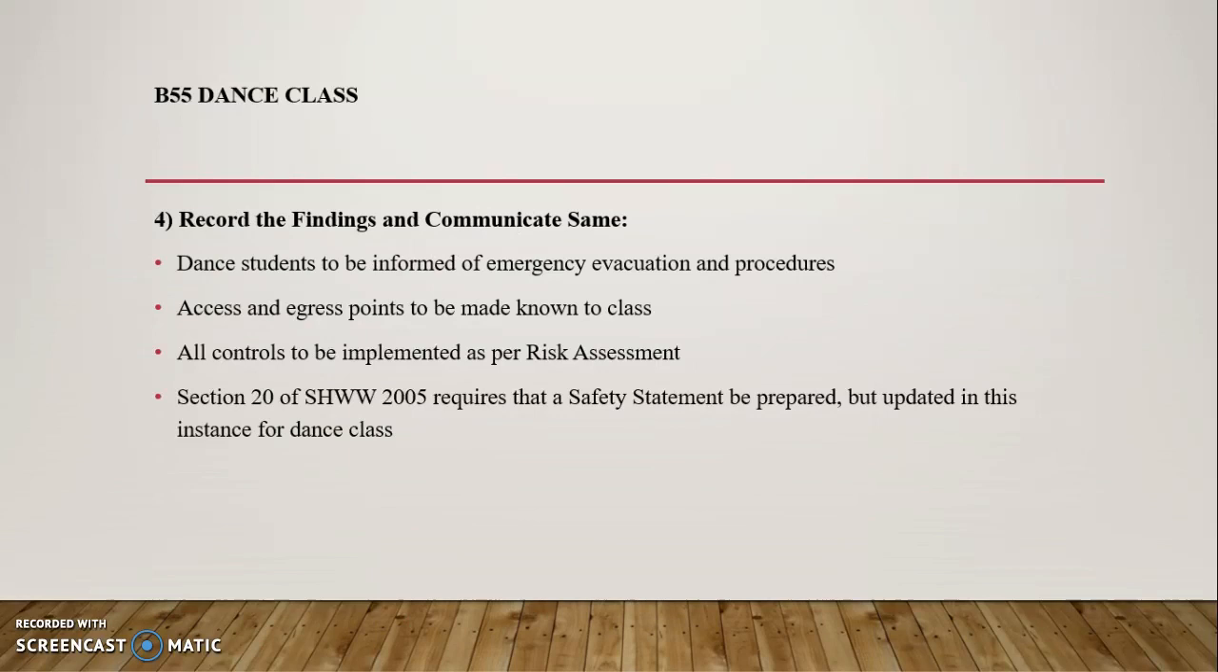Step 4. Record the findings and communicate same. Dance students to be informed of emergency evacuation and procedures. Access and egress points to be made known to class. All controls to be implemented as per risk assessment. Section 20 of the Safety, Health and Welfare Work Act 2005 requires that a safety statement be prepared, but updated in this instance for the dance class.